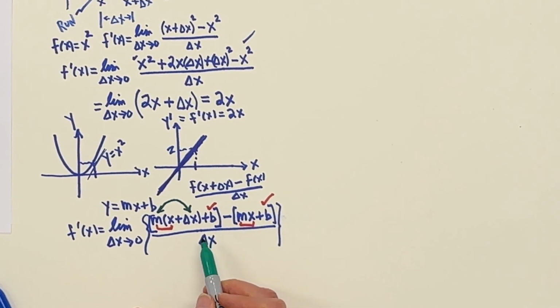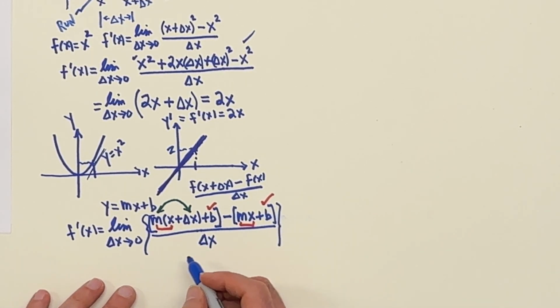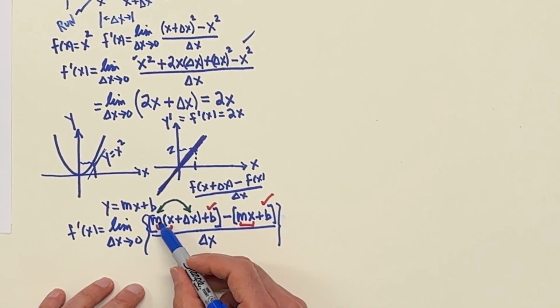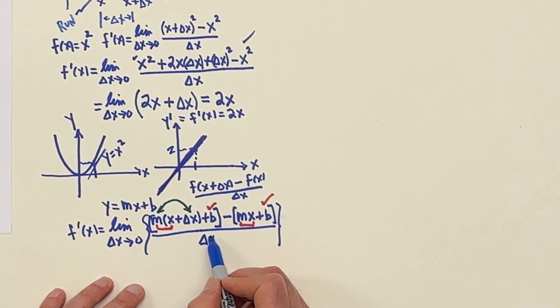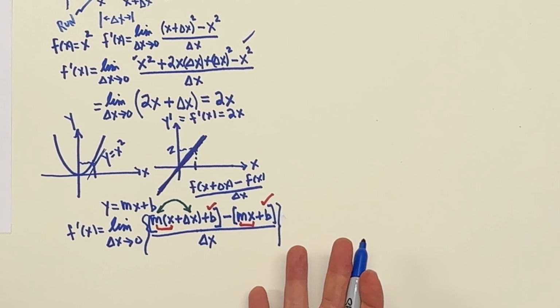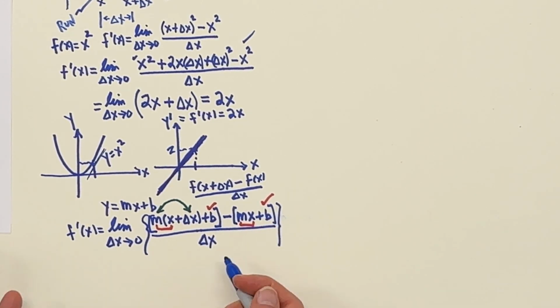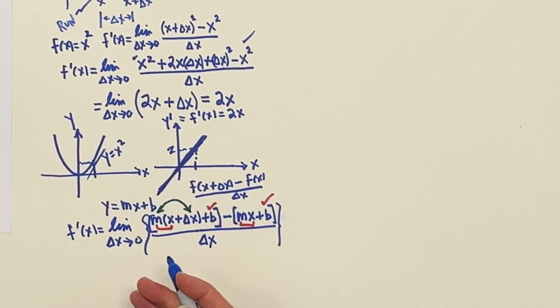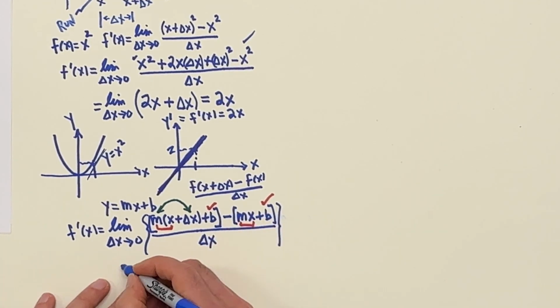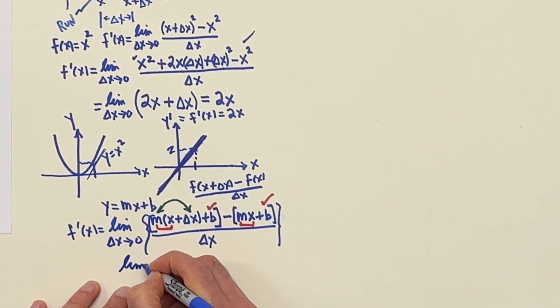Everything else is gone. But then this is going to be quite easy to work out, because if you have just m times delta x and you're dividing by delta x, you're just going to get m, which is going to be the slope. And you can take the limit as delta x goes to 0. There's no delta x anymore, so I'll go ahead and write that step out here.